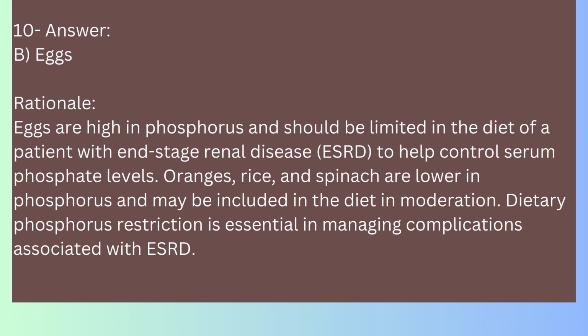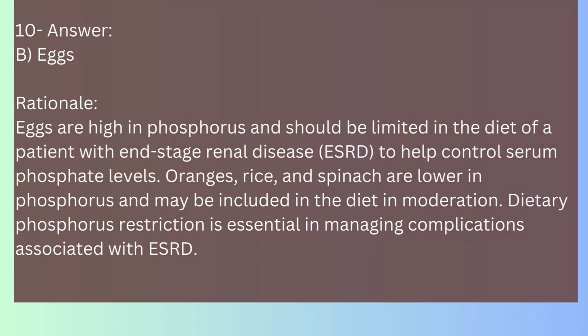Rationale. Eggs are high in phosphorus and should be limited in the diet of a patient with end-stage renal disease (ESRD) to help control serum phosphate levels. Oranges, rice, and spinach are lower in phosphorus and may be included in the diet in moderation. Dietary phosphorus restriction is essential in managing complications associated with ESRD.